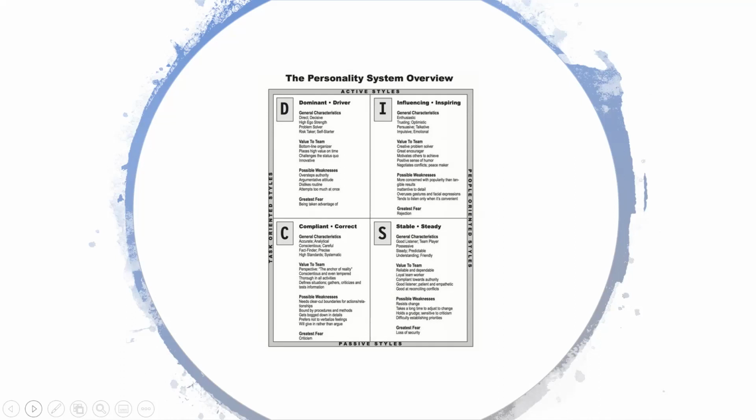So the D and the I are active styles. They like to be in motion, like to be in movement, like to be active. And again, the I, as well as the S, are people-oriented.